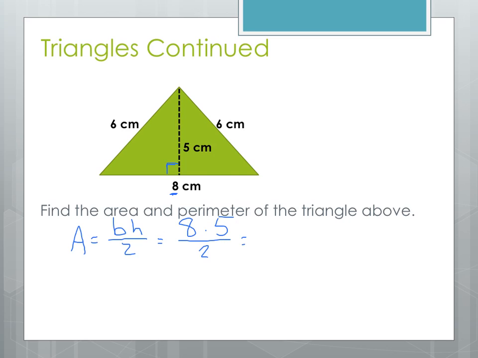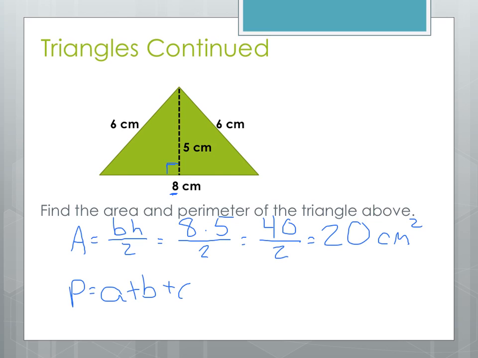Okay, we do the multiplication on the top first. That's going to be 8 times 5 is 40, divided by 2. We divide 40 by 2, we're going to get 20, and our label for an area will be centimeters squared. The perimeter is just going to be the sum of all the sides. So in this case, it's going to be 6 plus 8 plus 6, which will equal 20 centimeters.